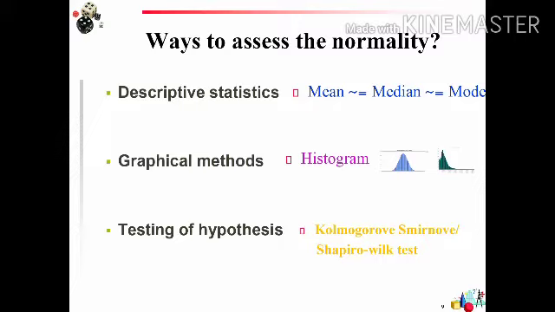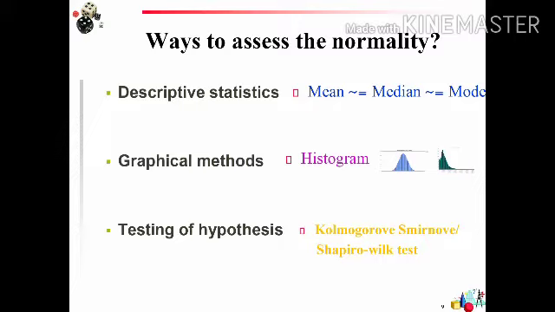Otherwise it's skewed. The testing of hypothesis related to normality is the Kolmogorov-Smirnov or Shapiro-Wilk test. These tests are used for checking the distribution of the data. So using these three methods we can assess the normality of the data.